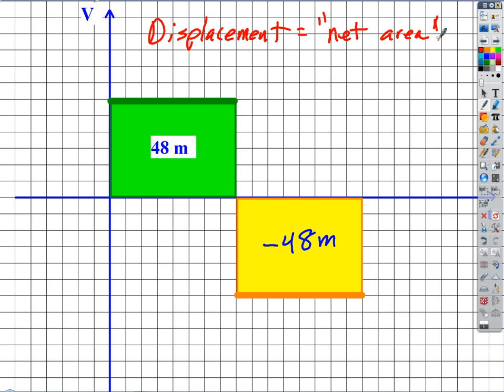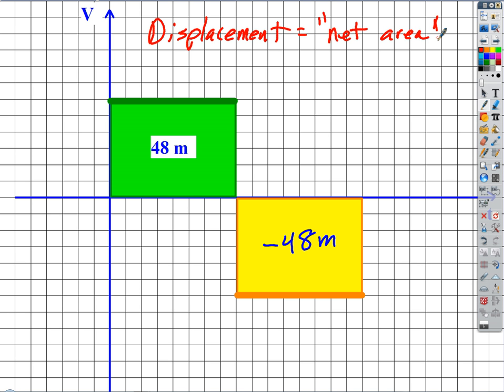Now, what if I want to know instead, though? Here's another question. What if I want to know what's the total distance I've walked? And that's different than displacement, isn't it? That'd be 96. 96. How'd you get that? Just added them up. Okay. So then what's the calculus recipe for calculating the total distance that's traveled?